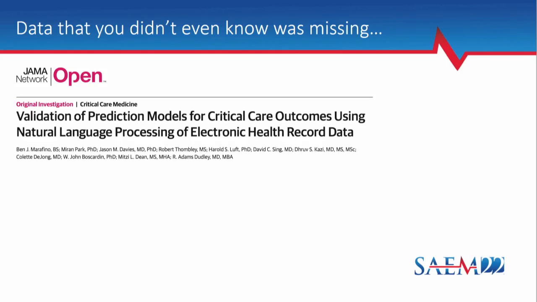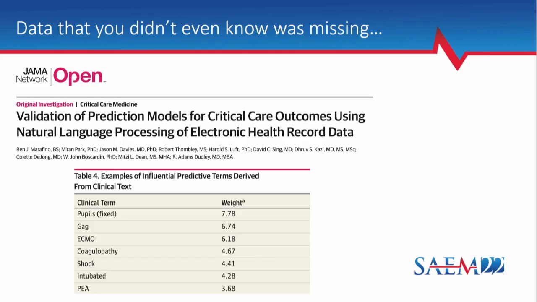One final note about this is that there's data in the EHR that you didn't even know was missing. And this is a great study from UCSF that looked at basically trying to see if NLP and use of unstructured elements in the patient chart could improve on ICU mortality prediction compared to the Apache scoring system, which is commonly used for ICU mortality. And they found that they were actually able to increase the predictive accuracy of the Apache model by pulling terms from the EHR. I don't think anybody would be surprised that if pupils are fixed or ECMO or PEA was in the chart, that would predict ICU mortality.